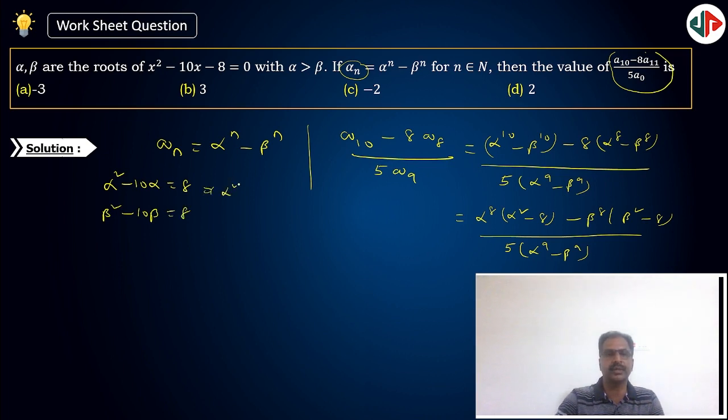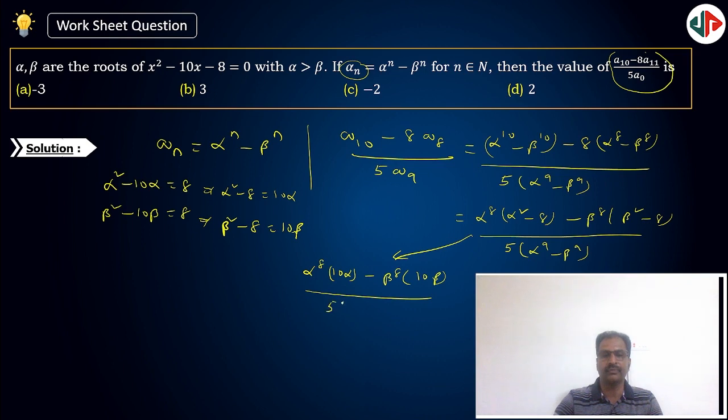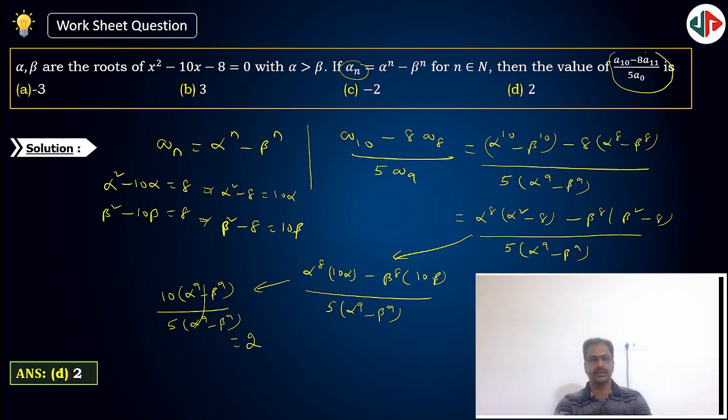Therefore, what is alpha square minus 8 here? 10 alpha. Beta square minus 8 is 10 beta. Now substitute those values here. So alpha power 8 into 10 alpha minus beta power 8 into 10 beta, by 5 into alpha power 9 minus beta power 9. So what is common in the numerator? 10 is common, and alpha power 8 into alpha is alpha power 9. So this term gets cancelled. Answer will be 2, option D. So there are so many corrections.